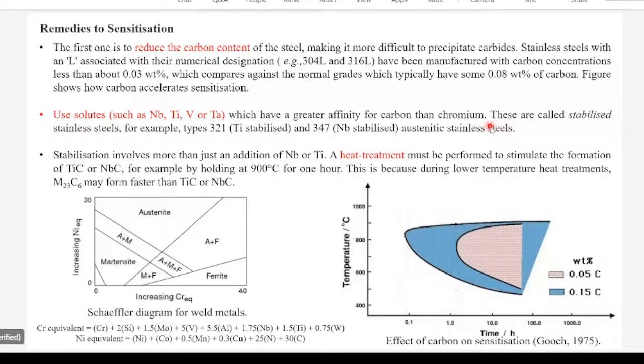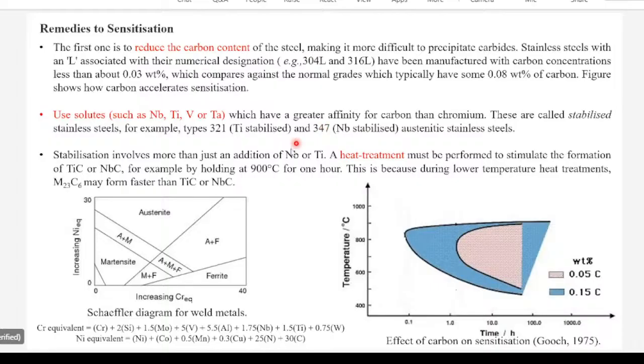And in the market now, we are getting stabilized stainless steel, for example 321. It's available in the market, which is titanium stabilized material. So this is very good if we are not using L grades like 308 or 304L. We can directly use titanium stabilized material, or we can directly use niobium stabilized material. We don't have to add any solute. Niobium is inbuilt in this. Niobium is there in 347, SS347. These are all austenitic stainless steels, which are non-magnetic in nature.